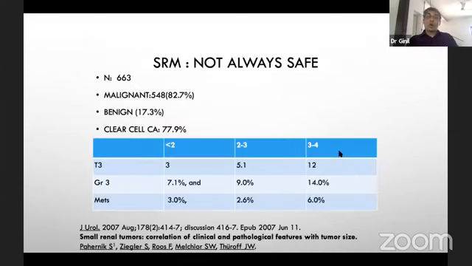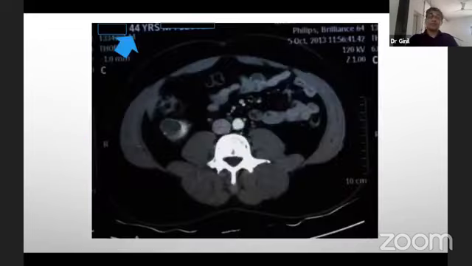So, are all small renal masses safe? No, exactly. I'll just discuss with the help of a few cases. You can see that in the literature, around 3% of individuals with tumors less than 4 centimeters can be metastatic, and we don't have much idea how we can actually select these patients and avoid active surveillance for them.